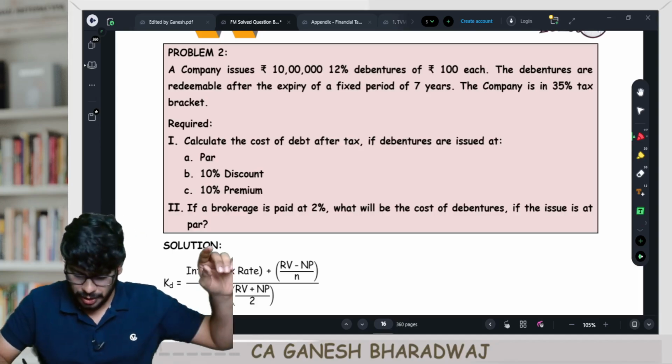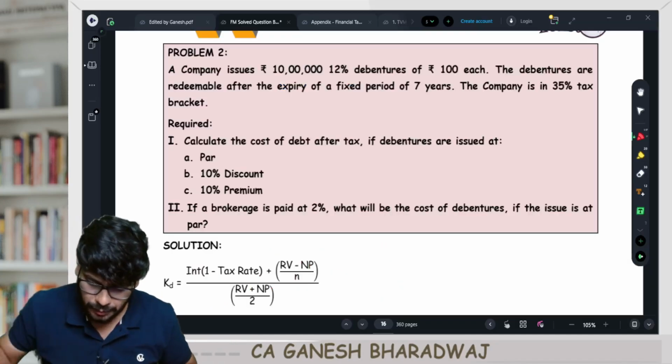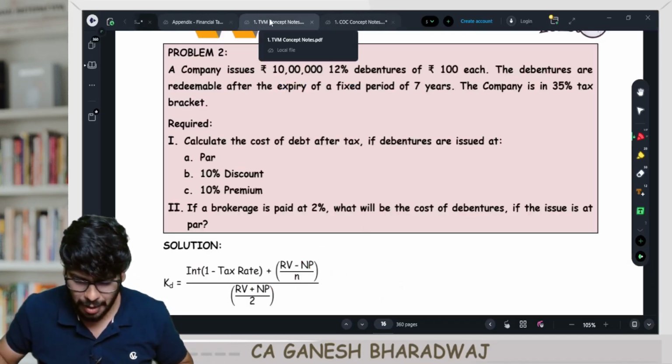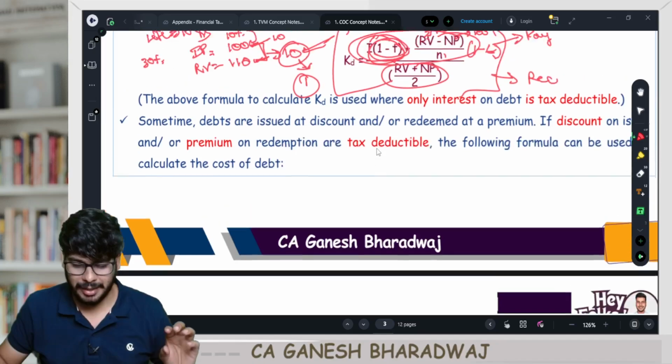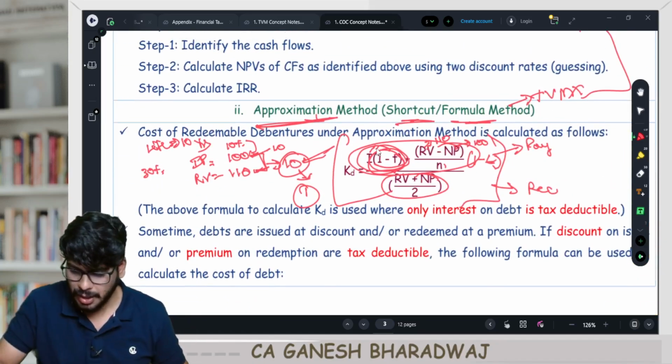And one more thing I want to tell you. Is this formula method correct? Is this the correct approach? Is the formula method I told you, whatever I taught you, is this correct?